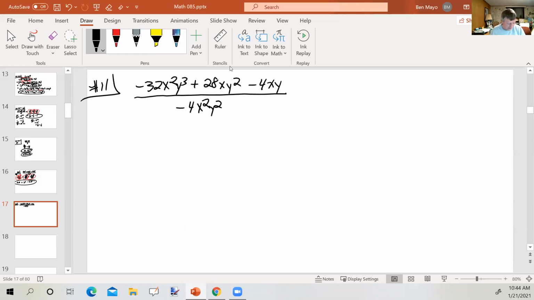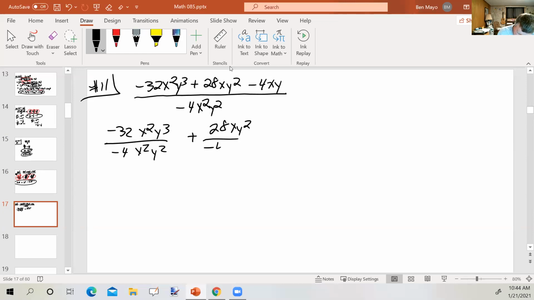Again, polynomial divided by a monomial. We're going to divide each term in the numerator by the denominator. So we get negative 32 x squared y cubed over negative 4 x squared y squared plus 28 xy squared over negative 4 x squared y squared minus 4xy over negative 4x squared y squared. Okay.